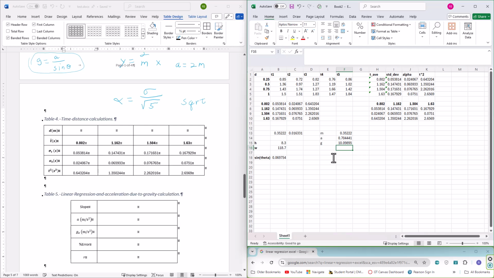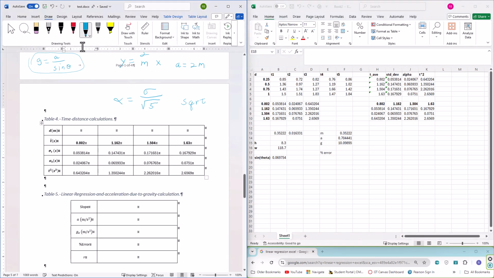Okay. Well, the way we can do that, that's just going to be what? Percent error. Remember, the percent error is going to be equal to the absolute value of your estimate minus the actual value for g, 9.80, divided by the actual value for g, which is 9.8, times 100.